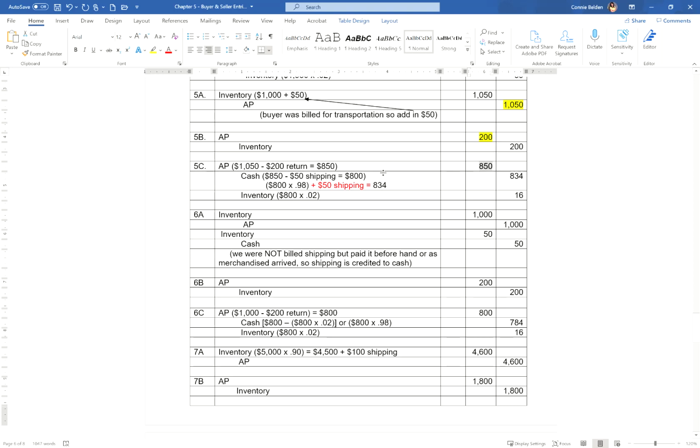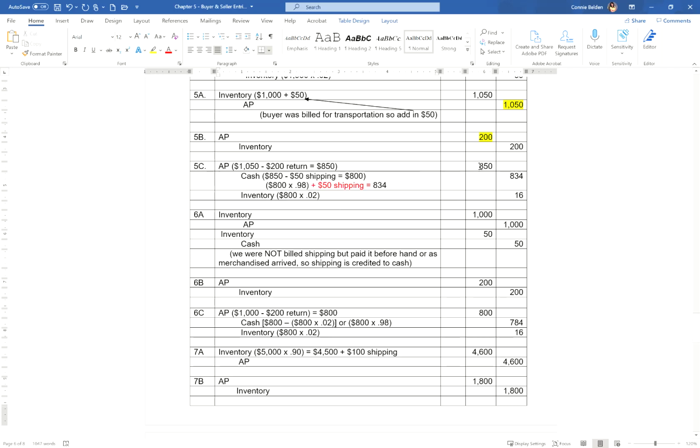Remember, we put $850 into accounts payable, but $50 of it was shipping. So only $800 is eligible for the discount. So 800 times 2% is 16. And again, as the buyer, the discounts are a reduction of inventory, so I credited inventory.